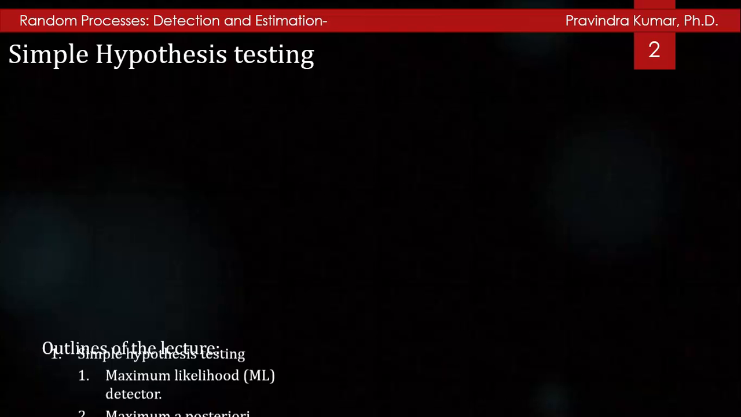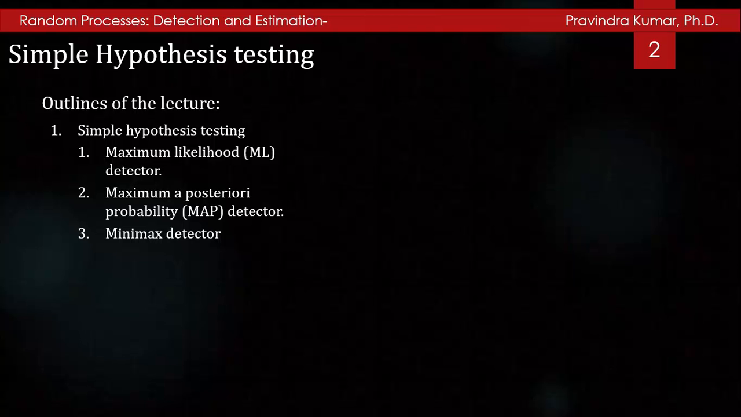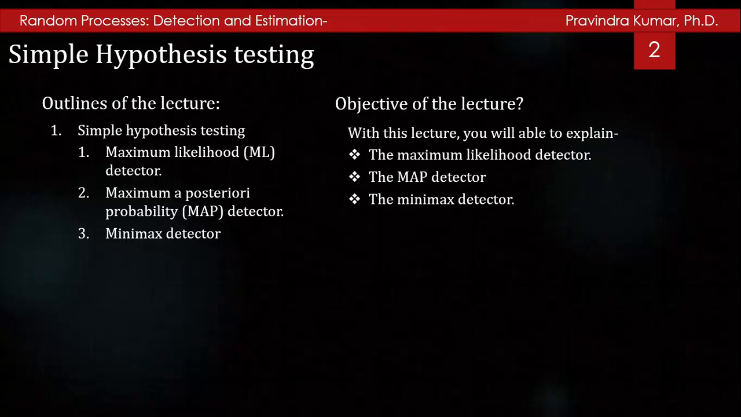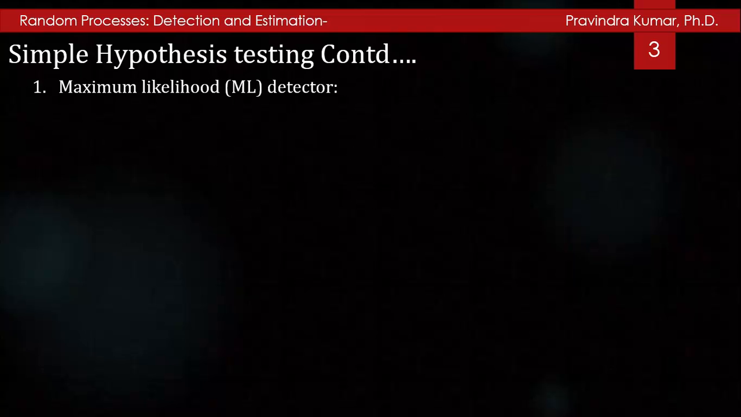The outline of this lecture is: we will discuss the maximum likelihood (ML) detector, the maximum a posteriori probability (MAP) detector and the minimax detector. The objective of this lecture is that you will be able to explain the maximum likelihood detector, the MAP detector and the minimax detector. First, we will start with the maximum likelihood detector.